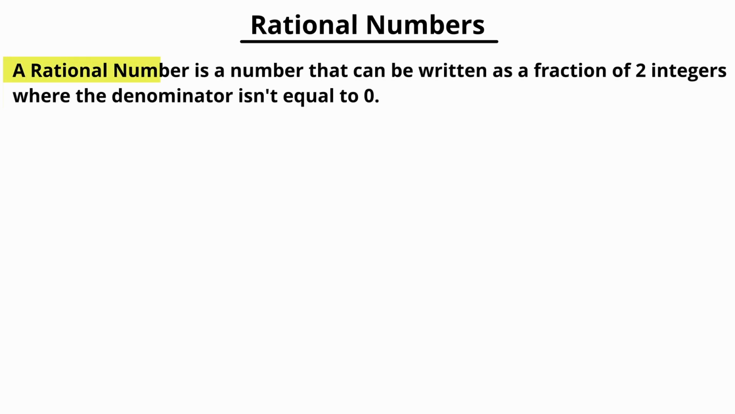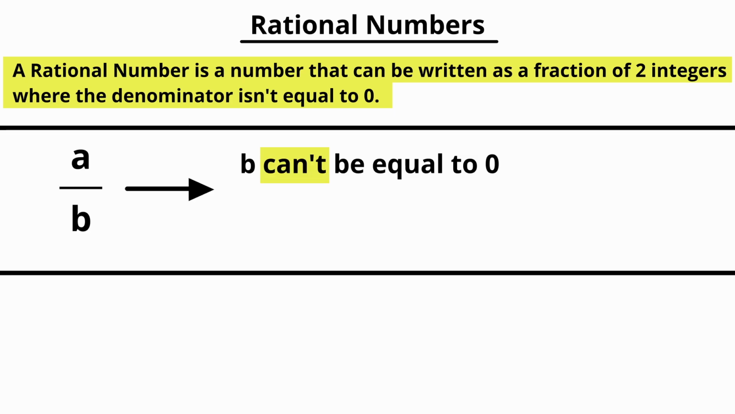A rational number is a number that can be written as a fraction of two integers, where the denominator isn't equal to 0. The denominator can't be 0 because you can't divide a number by 0. However, 0 can be the numerator of the fraction.